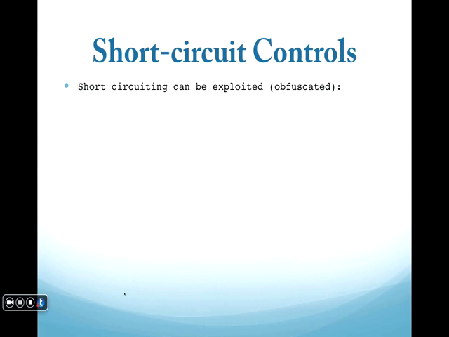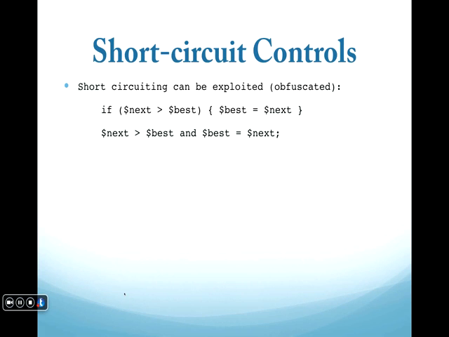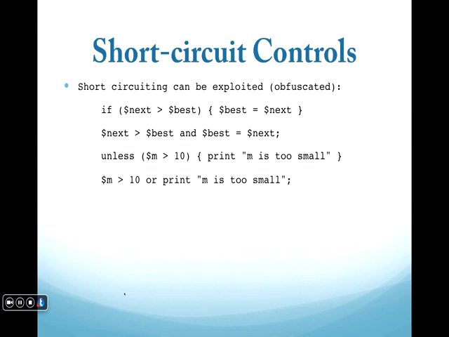Another kind of short circuit control is as follows. If I'm saying if next is bigger than best, just put next in best. There is an easier way: if next is bigger than best, and best equals next. I will not use them, but if you see them in any place, you should be able to interpret them. Here also, unless m is bigger than 10, print m is too small. You can make it shorter: m bigger than 10, or print, because we know that with an or, if one of the statements is right, we'll print. So I would not recommend it.